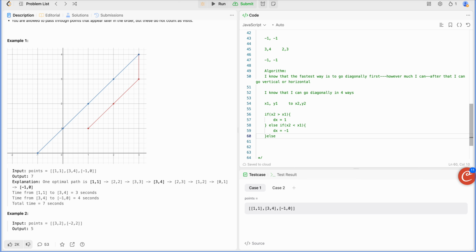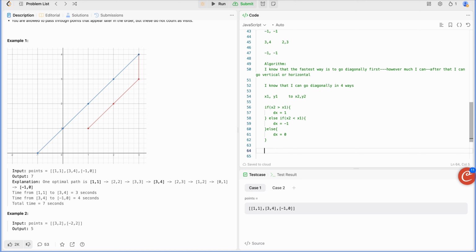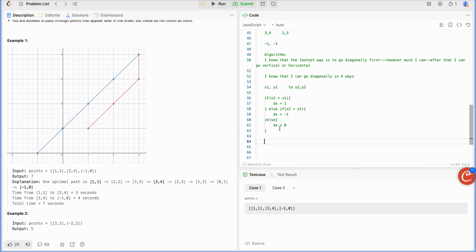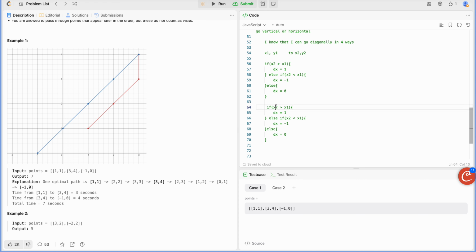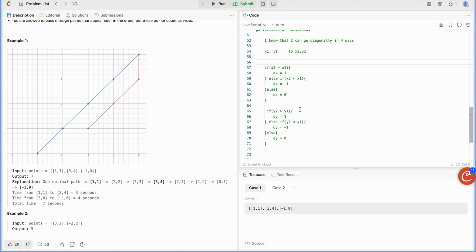Otherwise, if they are both equal, then I do not need to go anywhere, so this will be equal to 0. It means that I do not need to travel, you know that. So it is similar for y as well. If y2 is greater than y1, then dy will be equal to 1, and otherwise dy will be equal to -1. Otherwise it will be equal to 0, right? So this is it actually.